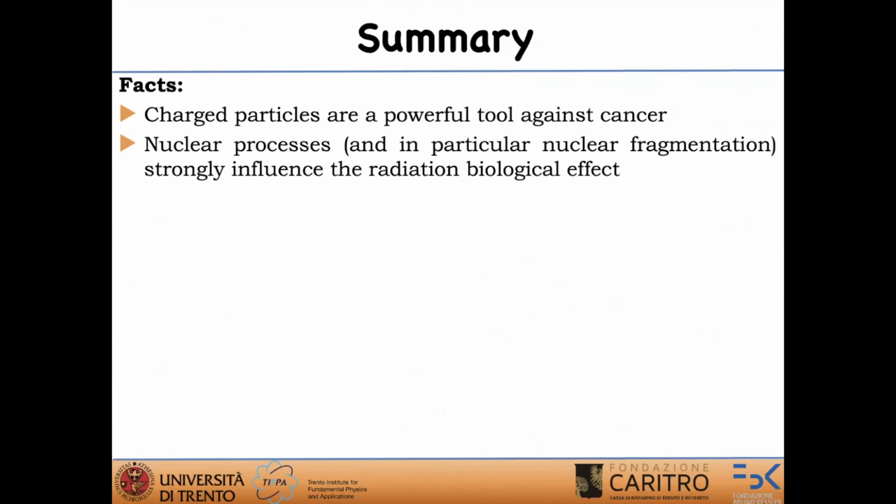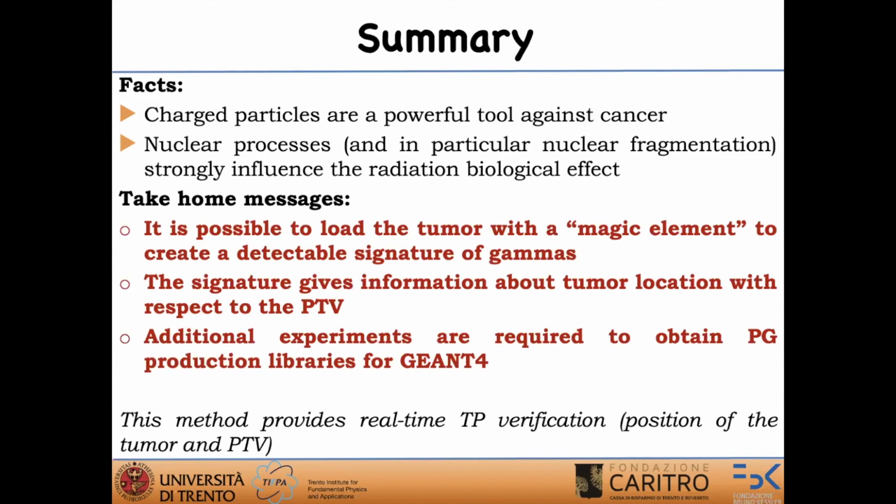So to conclude, in summary, I hope that with my long introduction, I convinced you that charged particles are a powerful tool in cancer treatment, and the nuclear processes are an important aspect, and specifically nuclear fragmentation is an important aspect of charged particle therapy because it strongly influences the radiation biological effect. However, it's something that can be exploited, and in particular, the brief idea that I gave to you and that we are considering is to use an element to load the tumor and exploit fragmentation and nuclear interaction to look at the production of these prompt gammas and to monitor the position of the Bragg peak while we deliver the treatment.